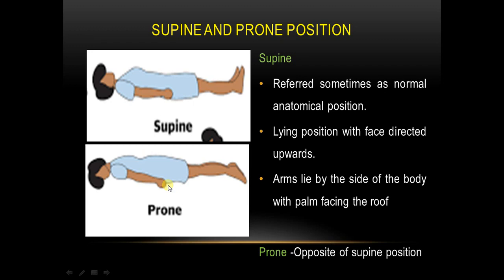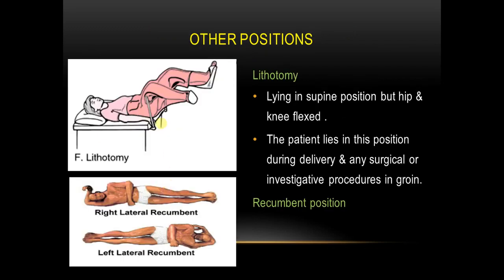There are other positions which I would like to go through very quickly. The next is the lithotomy position, which you see here, where the patient is lying supine with legs apart. You are able to see here both the hip and the knee flexed. This position is mainly used for some surgical and investigative procedures, and in women it is mainly used during delivery.